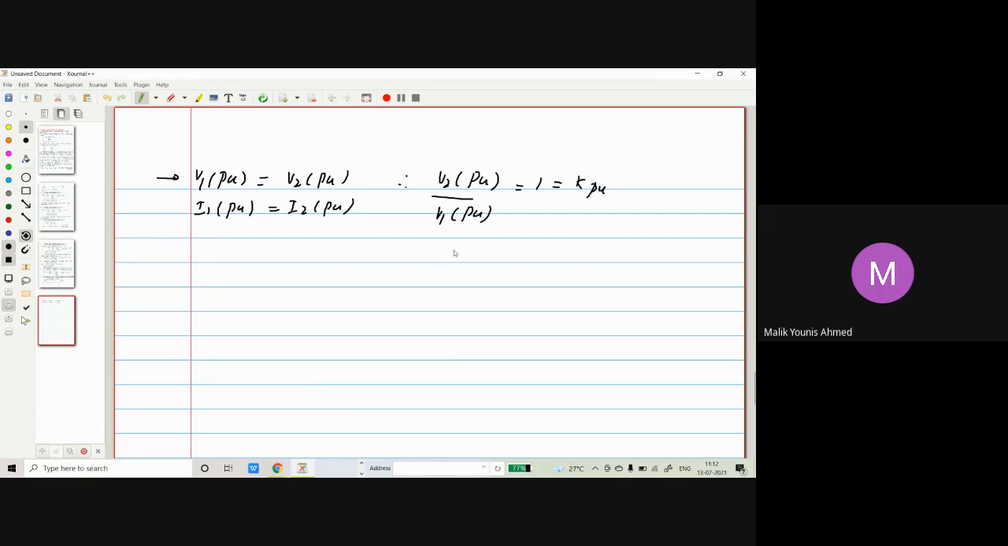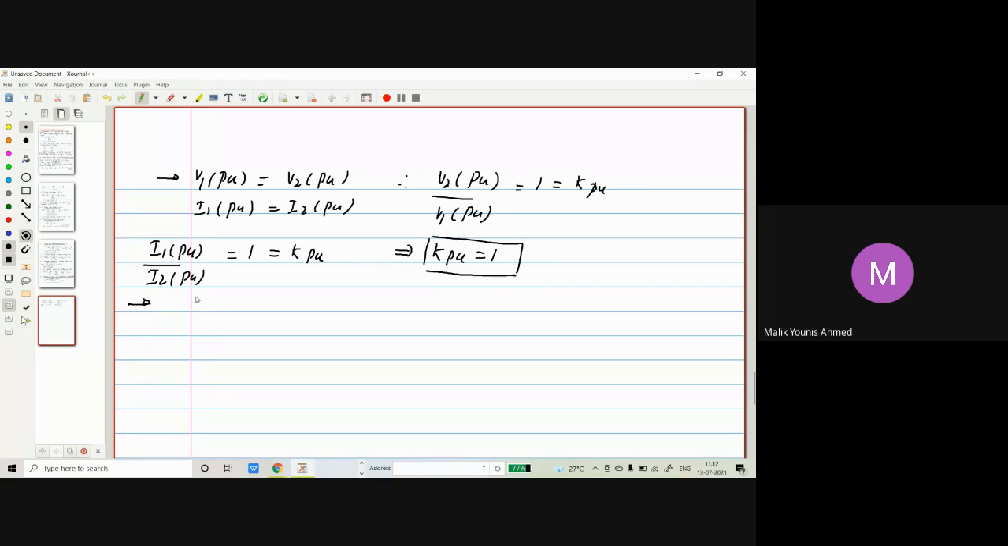Okay, transformation ratio it can be. So similarly, I1 per unit divided by I2 per unit is also equal to same, because this is also transformation ratio in per unit, because values are same on either side of the transformer. So K per unit, that is transformation ratio in per unit, is always 1. So that's why the per unit values on either side are same. So let me mention this point.